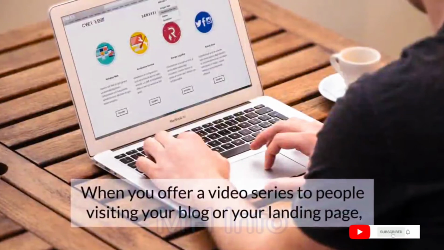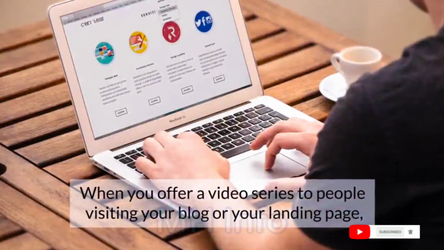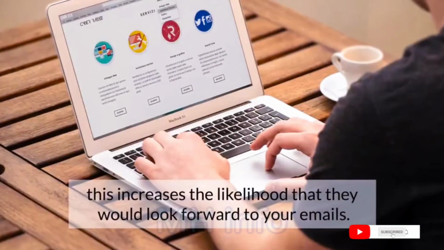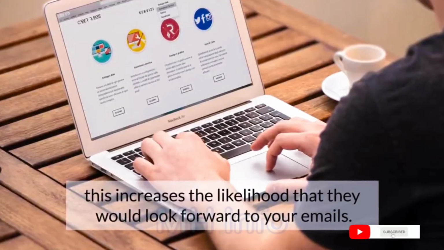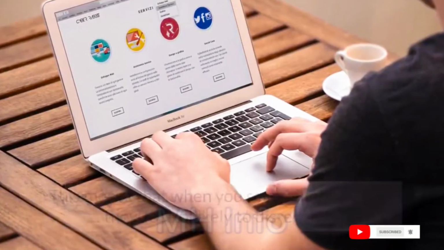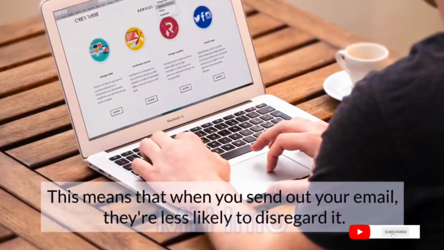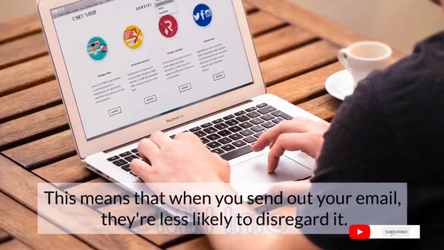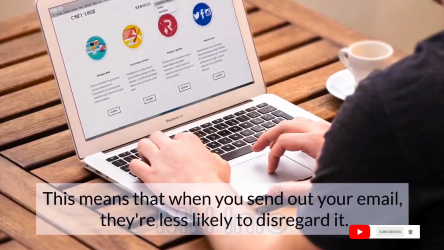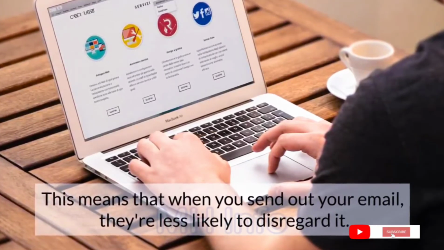When you offer a video series to people visiting your blog or your landing page, this increases the likelihood that they would look forward to your emails. Remember, they're looking to watch the video series. This means that when you send out your email, they're less likely to disregard it. They probably would be on the lookout for it because they want to pick up on certain key pieces of information revealed through your video.